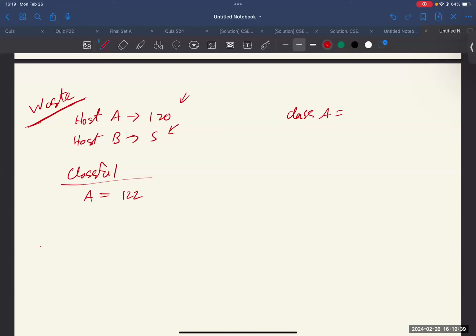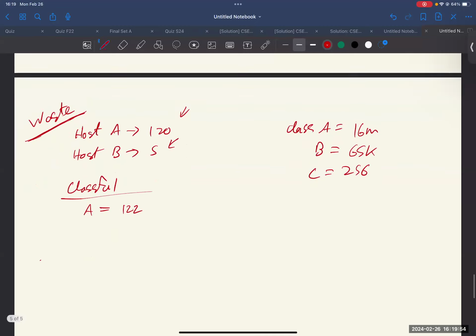Class A can support 16 million hosts. B can support 65,000 hosts. C can support 256 hosts. So which class of IP address would you give to host A to reduce waste? A, B, or C?